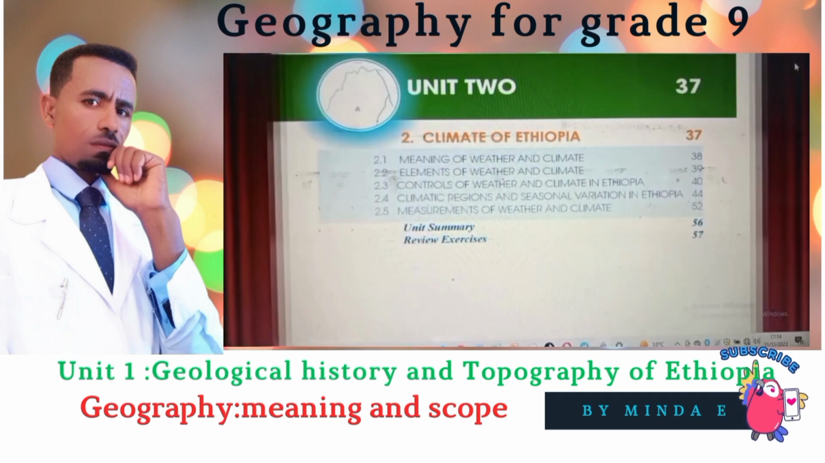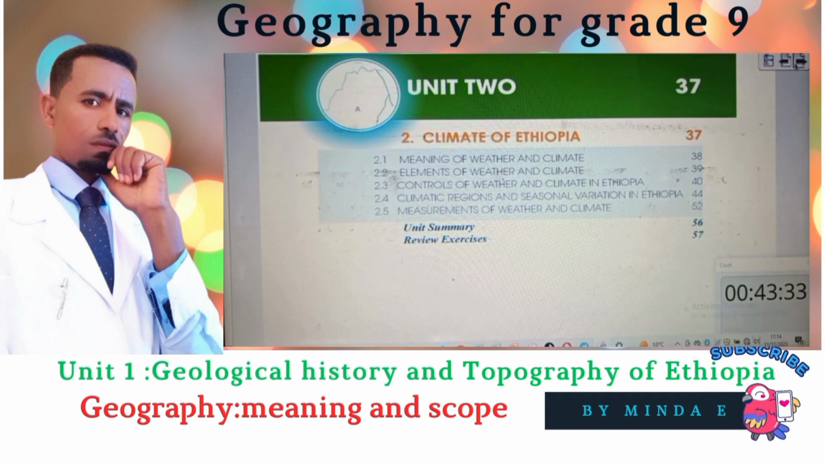Unit 2 deals with climate of Ethiopia. Under this unit, we will see 5 main topics. The first one is meaning of weather and the climate. 2, elements of weather and the climate. 3, controls of weather and the climate in Ethiopia. 4, climatic regions and seasonal variation in Ethiopia. And 5, measurements of weather and climate.